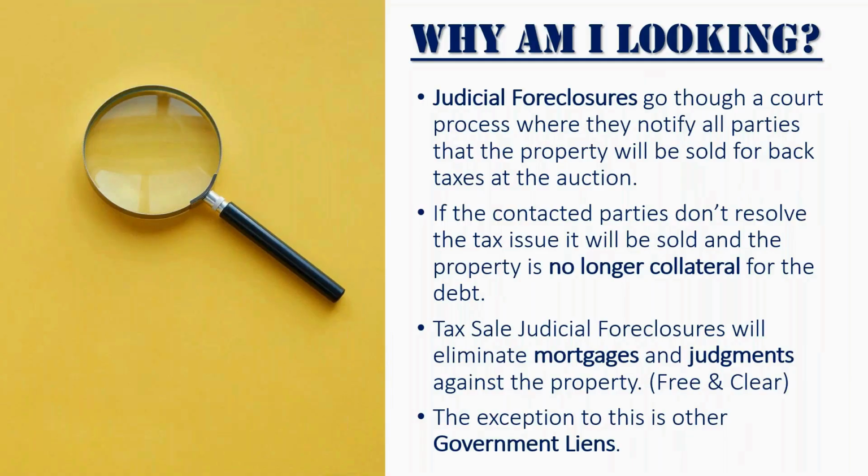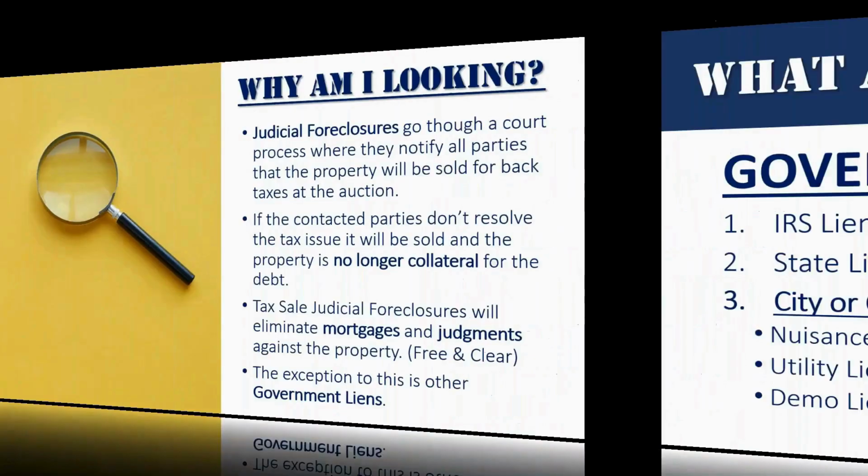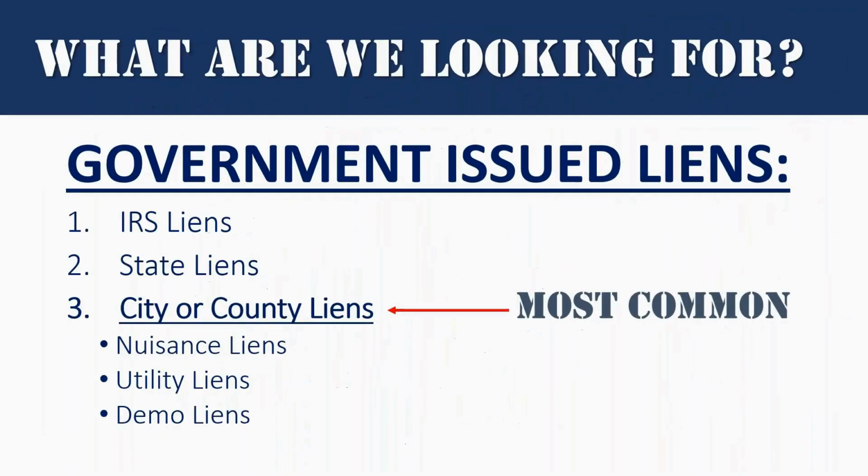This is the last opportunity any of the parties with interest in the property have to pay off the delinquent amount and avoid foreclosure, because once it completes that judicial foreclosure process, then like Steve was saying, the property is no longer collateral for the property. And so we always want to be aware of any liens that exist against the property. It's possible we see IRS liens and state liens.